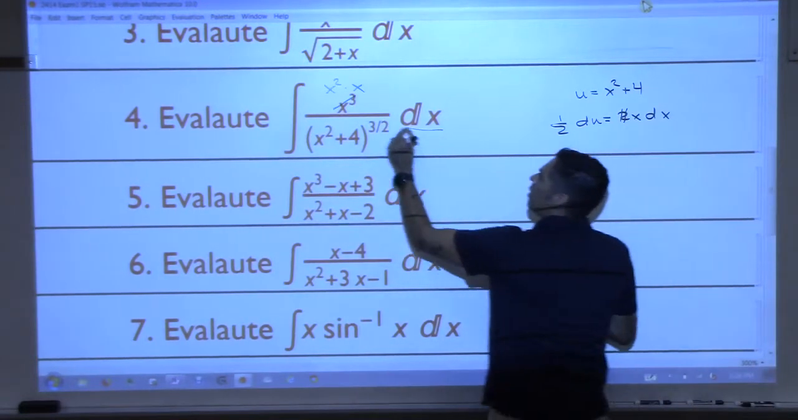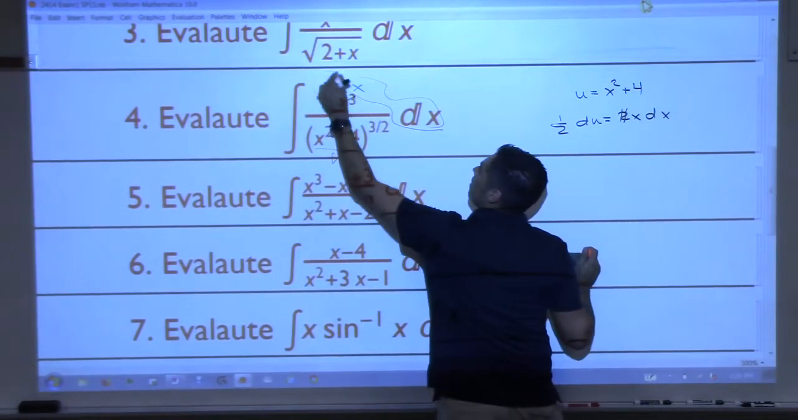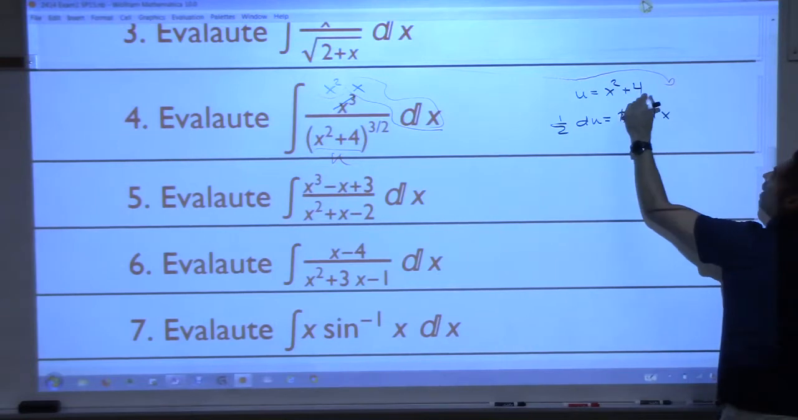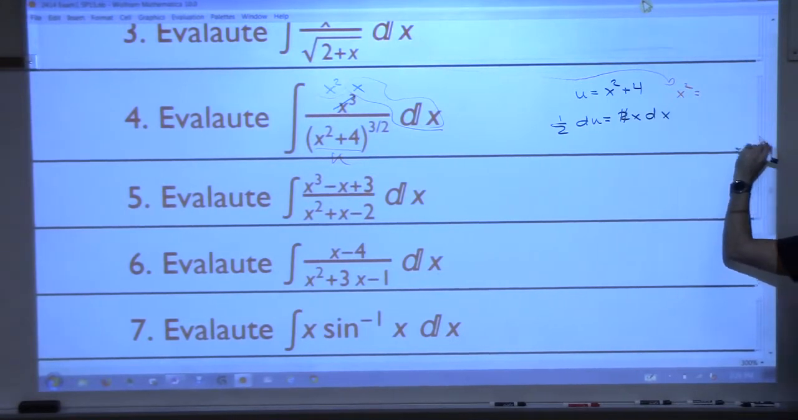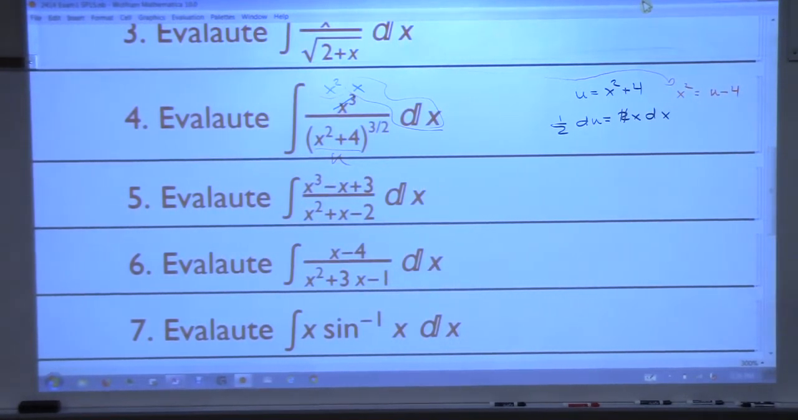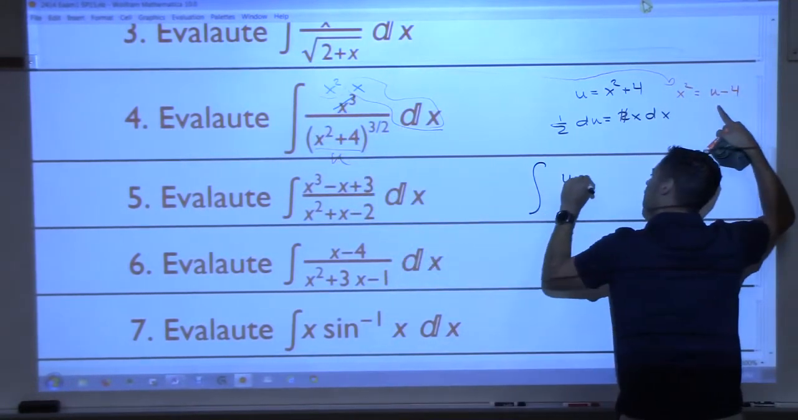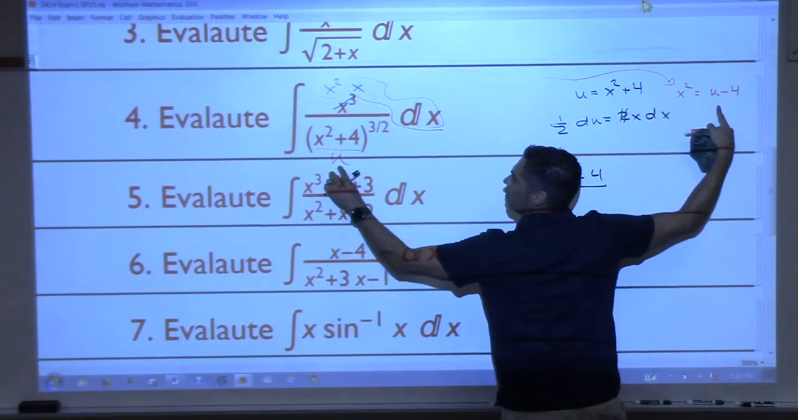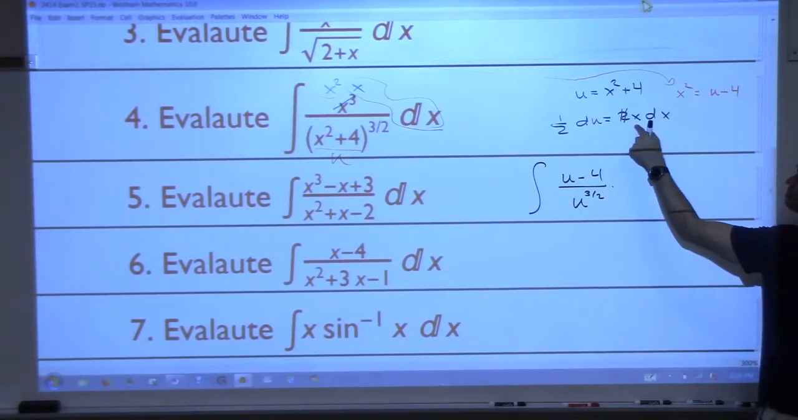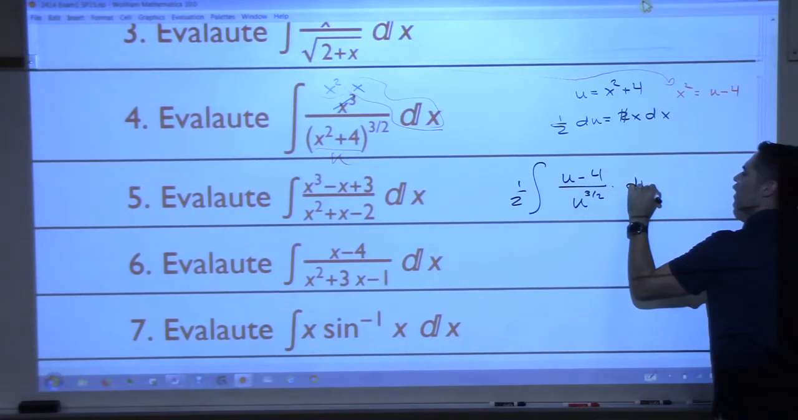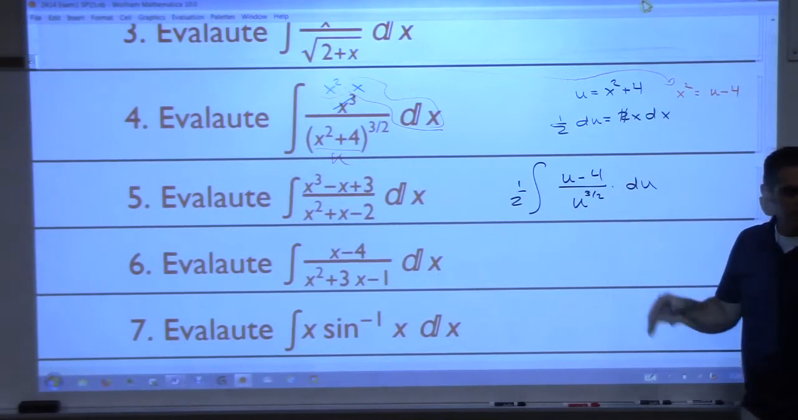Okay, I have x dx right here, right? This is u, and this right here can be solved for using that. So x squared is what? We're going to leave it as x squared. X squared is u minus 4. So this integral becomes x squared, which is u minus 4, over u to the 3 halves, and x dx was 1 half du. How do you do that integral? Split it again. Different powers. Got it?